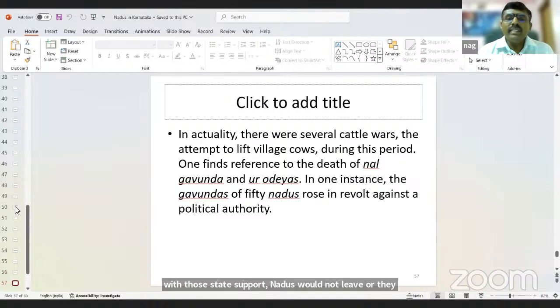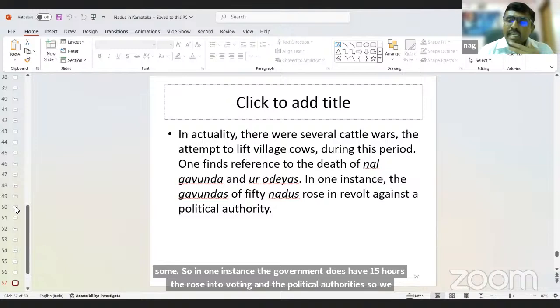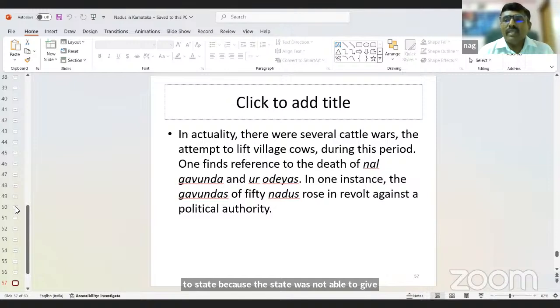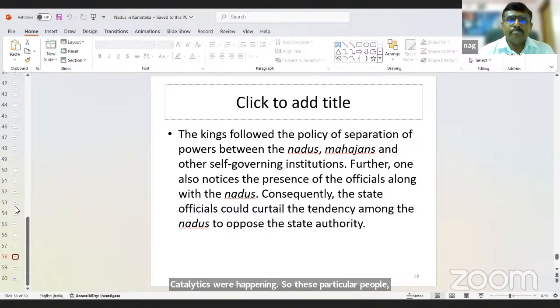We find many cattle wars, as we mentioned. They tried to lift village cows. This led to small skirmishes, we can say. We find reference to the death of Nalgawund and Urvodayasam. In one instance, the Gawundas of 15 Nadus rose in revolt against the political authority, because the state was not able to give protection to them against these kinds of attacks. Cattle raids were happening, so these people wanted the protection of the state, and they rose in revolt against the state.